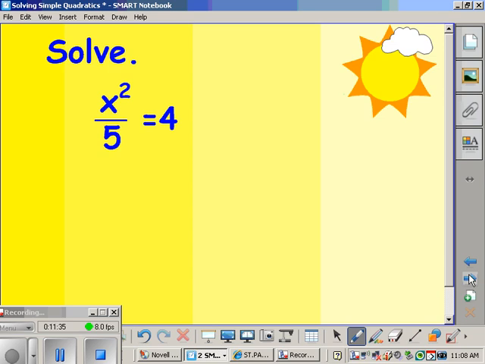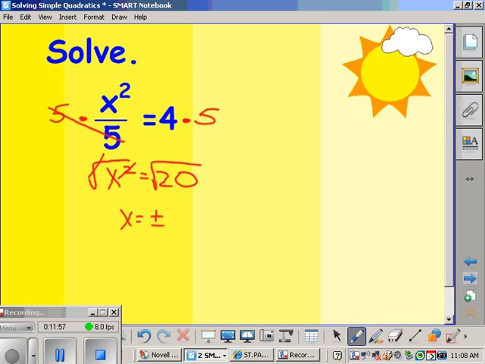Okay, in this problem, in order to isolate, we've got x squared divided by 5. So the opposite of dividing by 5 would be multiplying. So to isolate the x squared, we multiply by 5 on both sides. And again, 20 is not a perfect square, so there's no number squared that equals 20. So we're going to square root both sides.